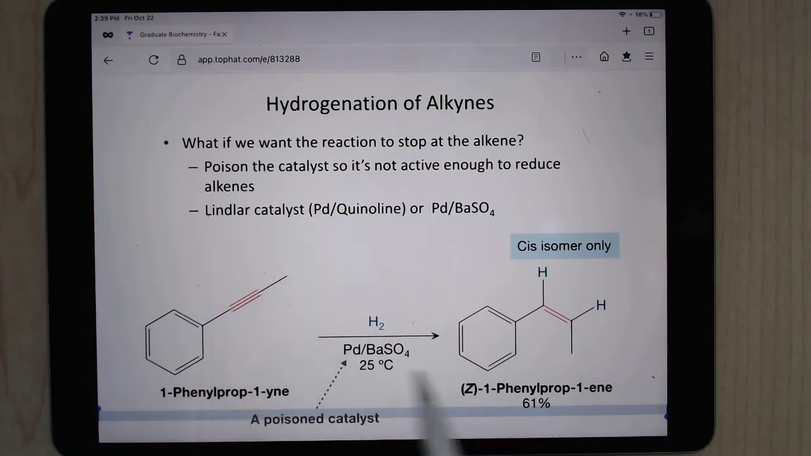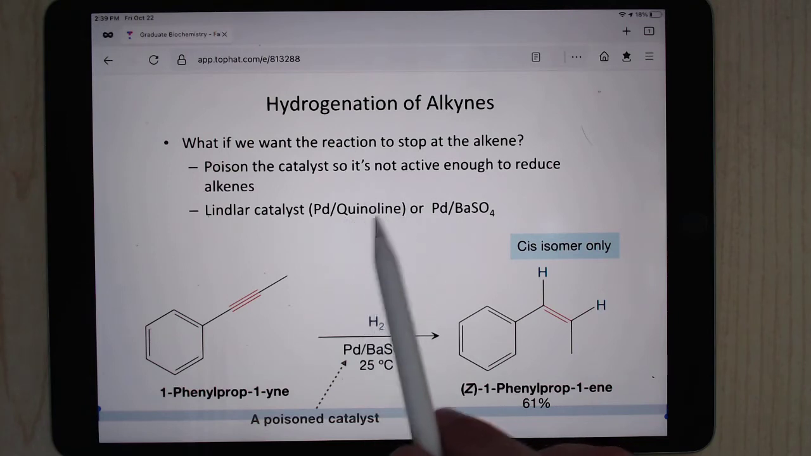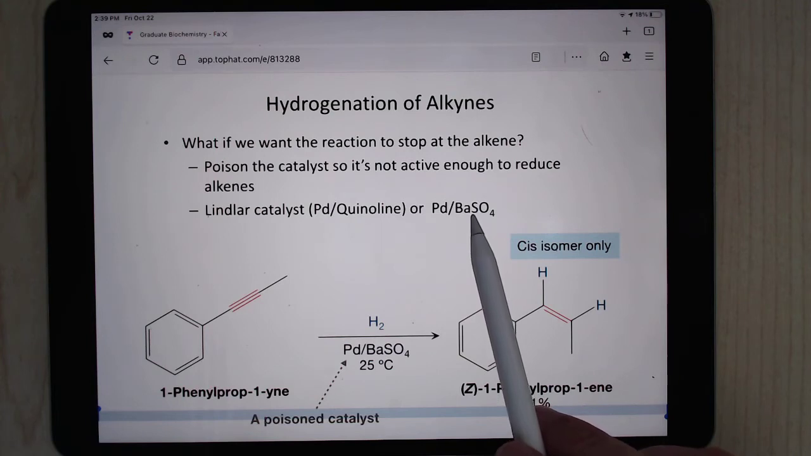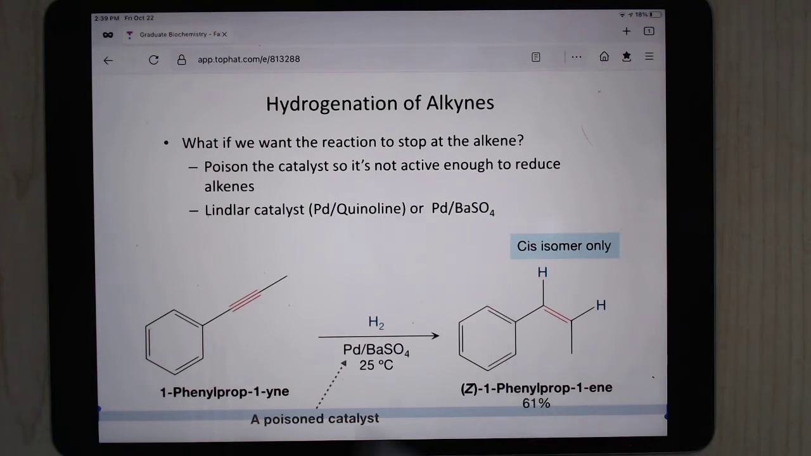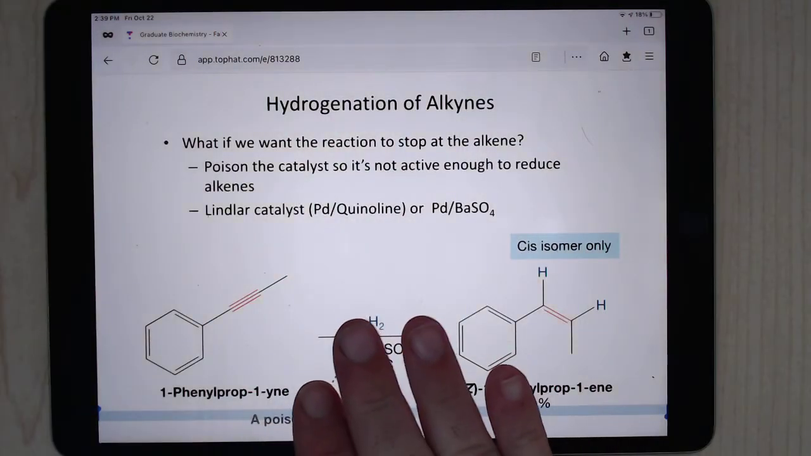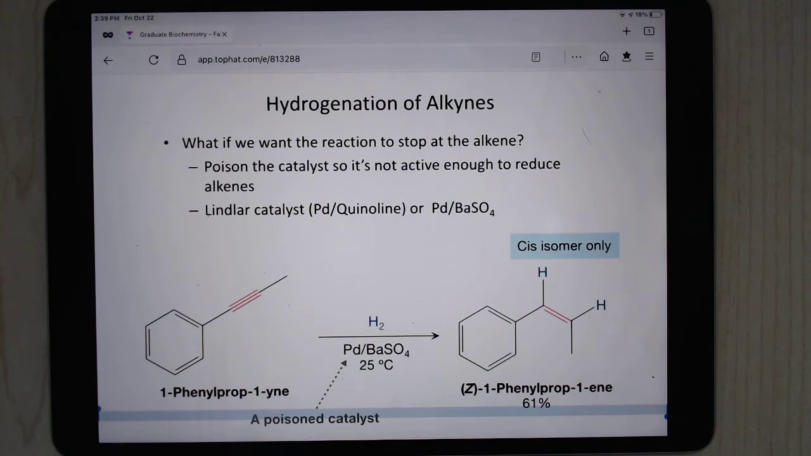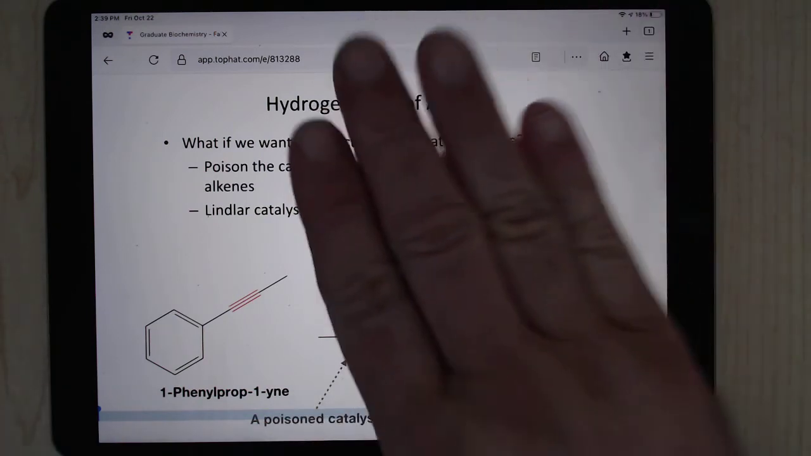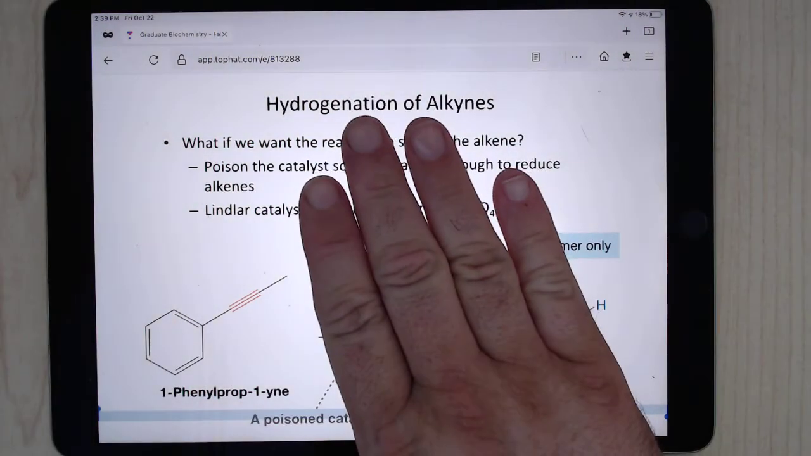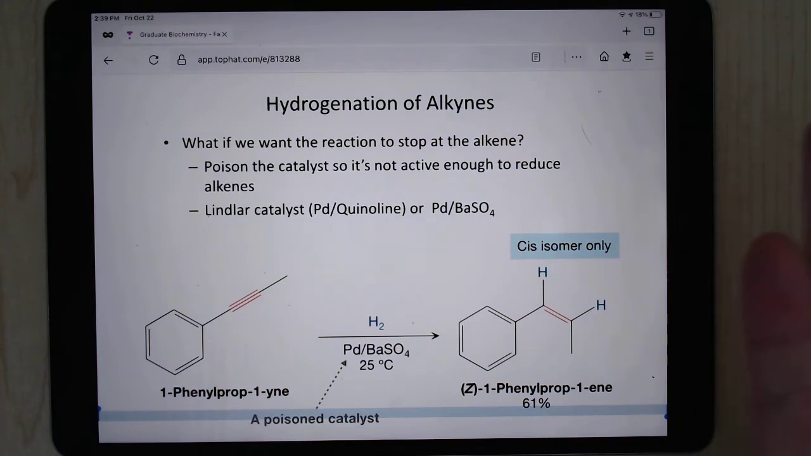And there's 2 ways that we can do it. We can use what's called a Lindlar catalyst, which is palladium in the presence of quinoline, which is an organic molecule, or palladium with barium sulfate embedded on it. And remember, when you do a hydrogenation, you've got a surface that the hydrogen is getting embedded onto, and then the molecule comes in and attaches on there. So imagine if you had paint on there and you put your hand on, all the paint's just going to be on one side of your hand. Same thing here. These hydrogens are going to go on the same side.